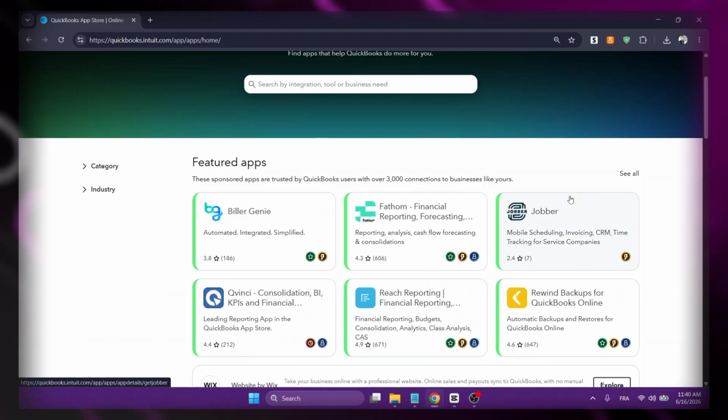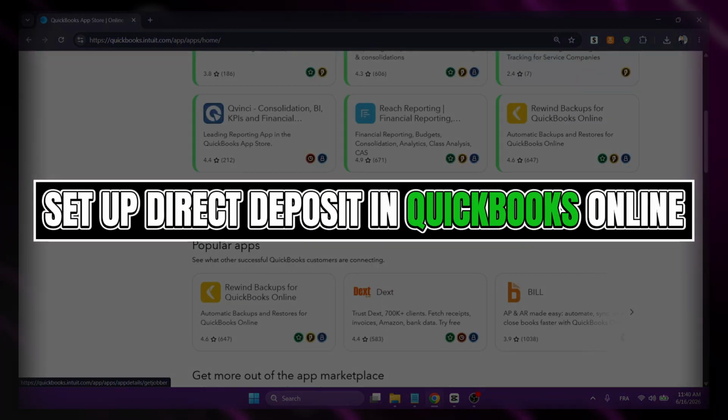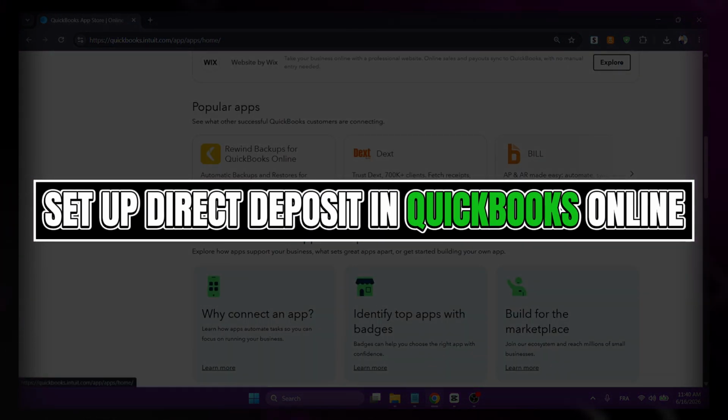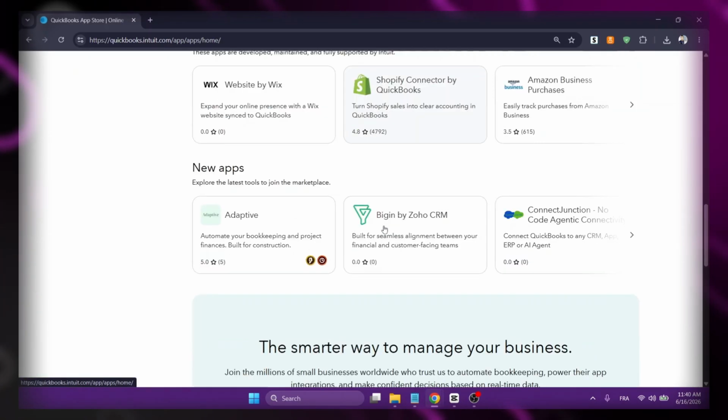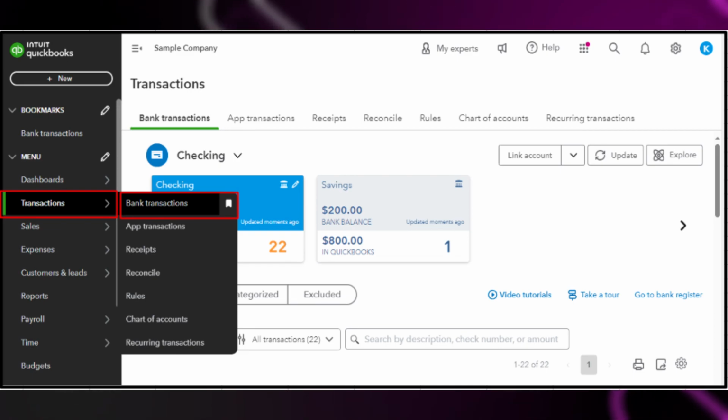Today we're going to see how to set up direct deposit in QuickBooks Online. Before starting, make sure your QuickBooks payroll service is active and your bank account is connected.